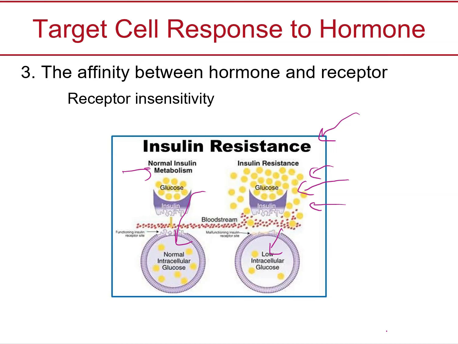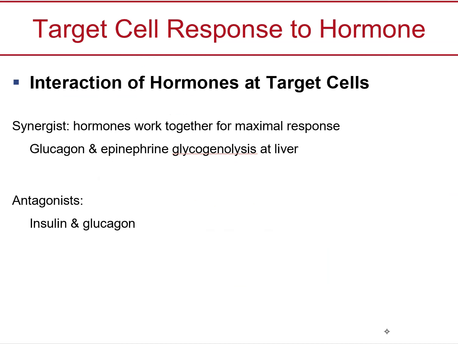Insulin resistance is a common form of a problem called receptor insensitivity. And typically it's because of a really poor diet. If you're constantly flooding your body with glucose because you're eating a lot of sugary, sweet things, then the insulin receptor starts to not respond as well because you're always releasing insulin. So it starts to ignore it a little bit. And this is called receptor insensitivity.